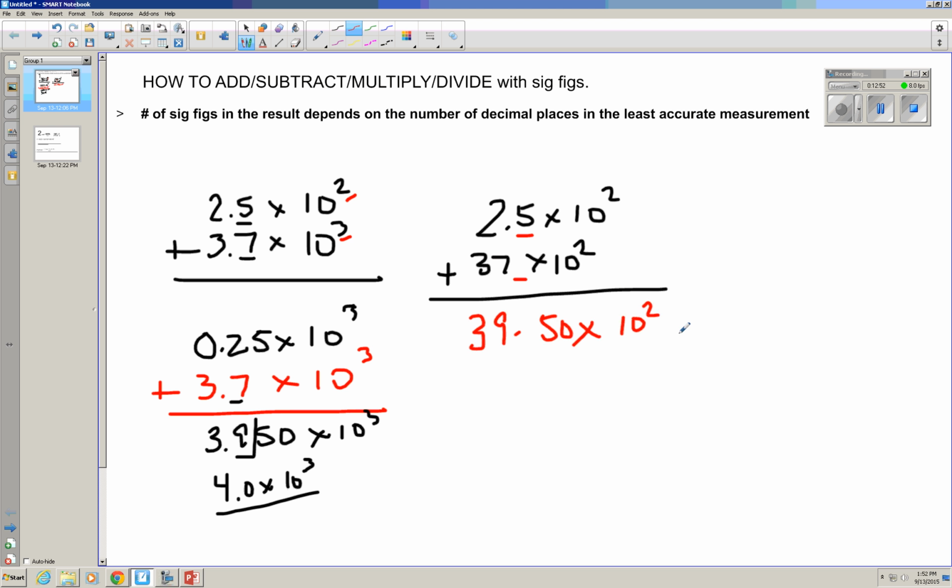Your calculator may have given you something a little bit different. I just kept it in the spirit of the same scientific notation we have. 39.5, I can't have any decimal places. So this 5 rounds this up to a 40, and we get 40 times 10 to the 2, which, if you move this number back down, is exactly the same as the 4.0 times 10 to the 3 we had before. This entire rule is a little bit more advanced.